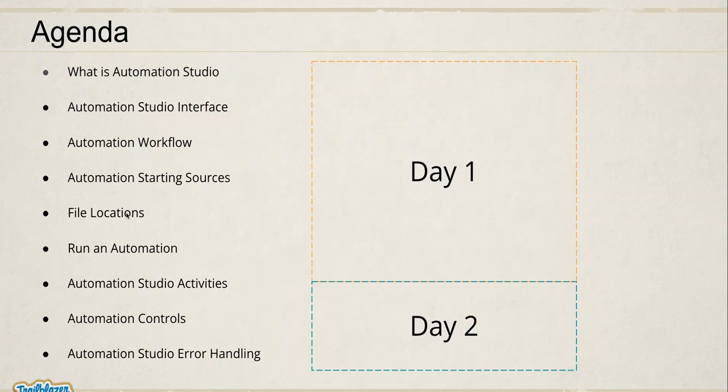Then how are the file locations configured? How do we run an automation? What are the different activities that are available in Automation Studio? What are the controls that we have? And lastly, how do we handle errors? In this session, I will also be doing a demo.